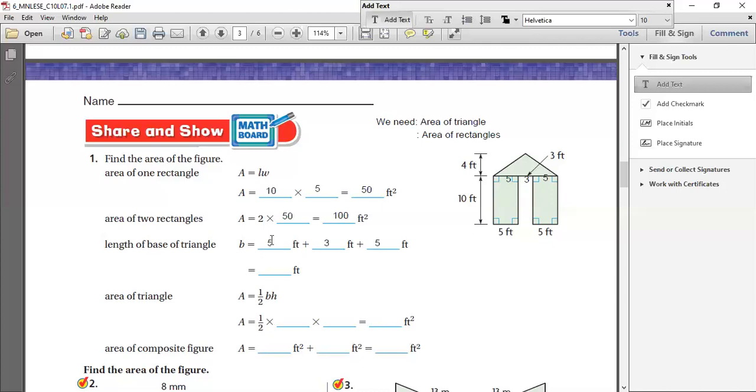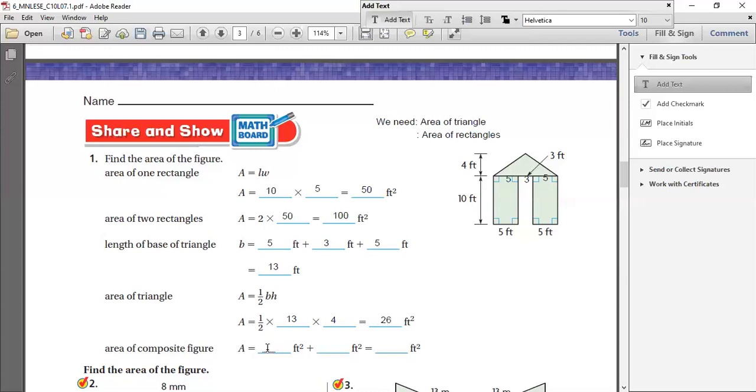Okay. So 5 plus 5 is 10, 10 plus 3 is 13 feet. So the length of the base is 13 feet. Now let's find the area of the triangle. So half multiplied by the base multiplied by the height of the triangle, which is 4. Half of 4 is 2. 2 multiplied by 13 gives you 26.